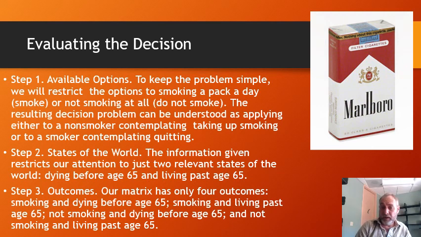Okay, so evaluating our decision, just that little bit of information. Now we can build out our matrix and assign some probabilities and some values. So what are our options? Again, we're going to try to simplify, right? So we'll say the options are smoke a pack a day, or don't smoke at all. And of course, there's lots in between there, but we need to keep it simple, right?